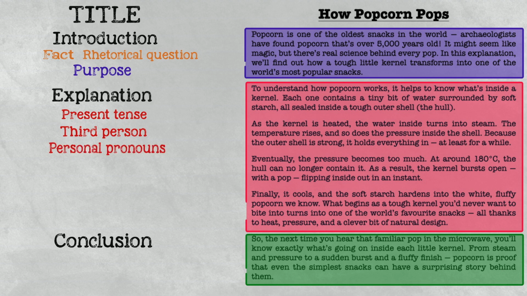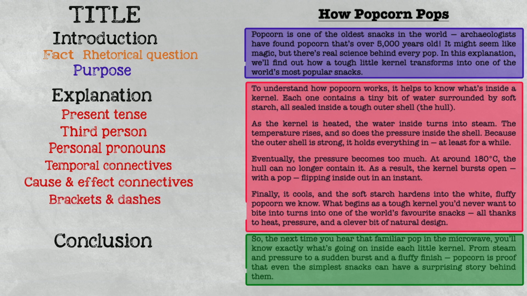Personal pronouns, temporal connectives, and cause and effect connectives should all be included to help the writing flow. You can also use brackets or dashes to explain technical language or add extra detail. I didn't use subheadings in this example, but for longer, more detailed explanations, subheadings could help organize the information clearly. The conclusion brings the explanation to a close. A good way to do this is by linking the topic back to everyday life and leaving the reader with something interesting to remember.